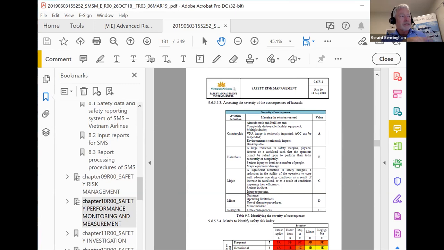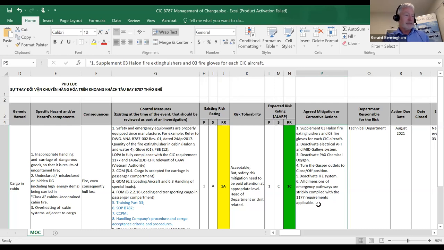So in this document, does it show us tolerable and intolerable? In your document, in your safety manual.